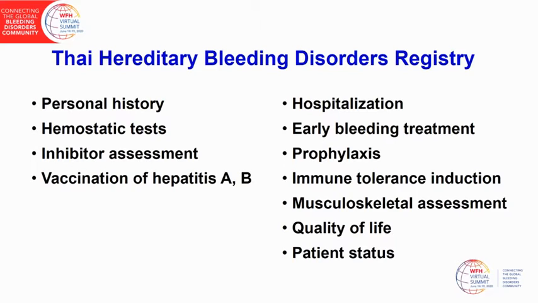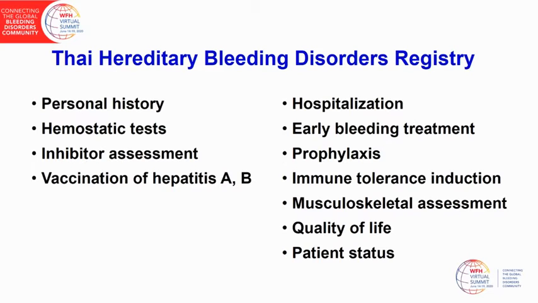This slide shows you the detailed data input of the Thai registry, containing personal history, hemostatic test, inhibitor assessment, vaccination, hospitalization, early bleeding treatment, so-called home treatment, prophylaxis, immune tolerance induction, musculoskeletal assessment, quality of life, and patient status.